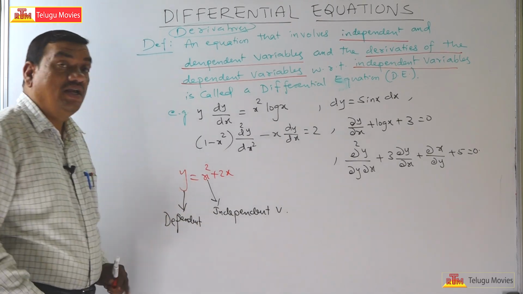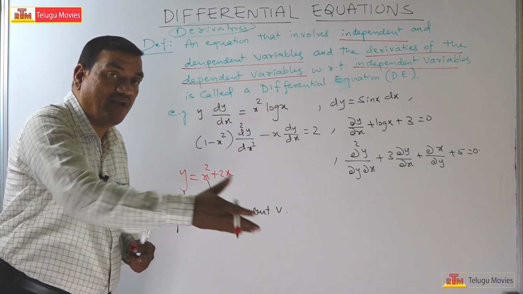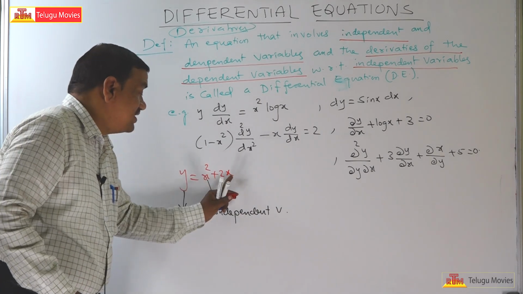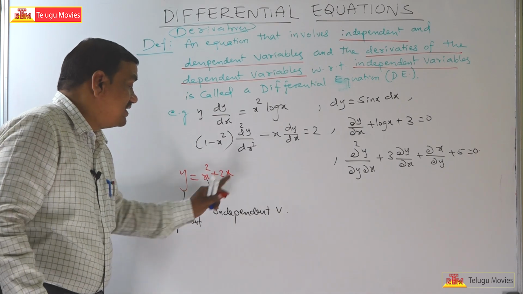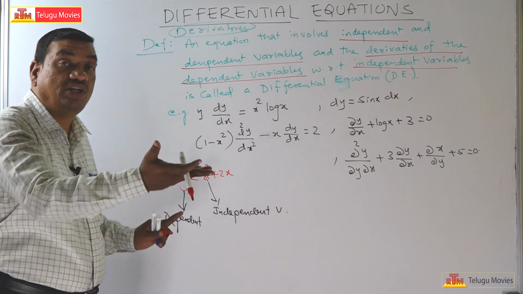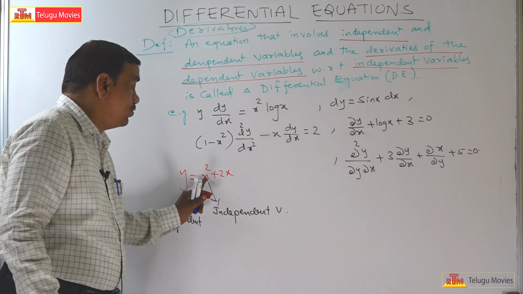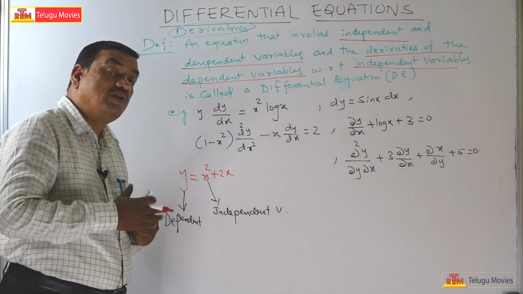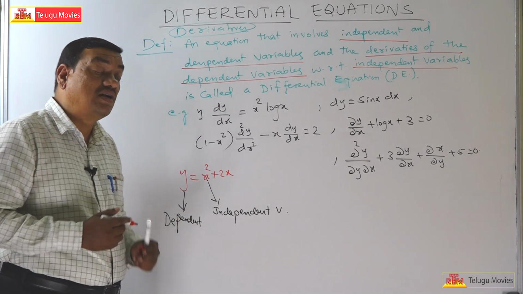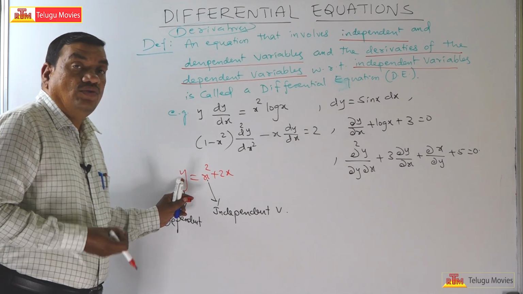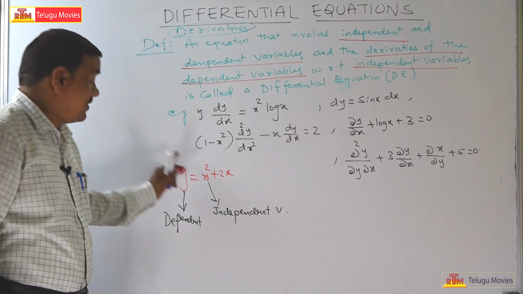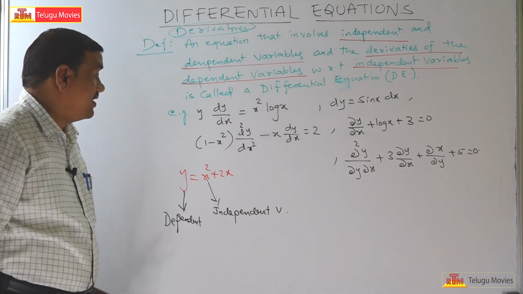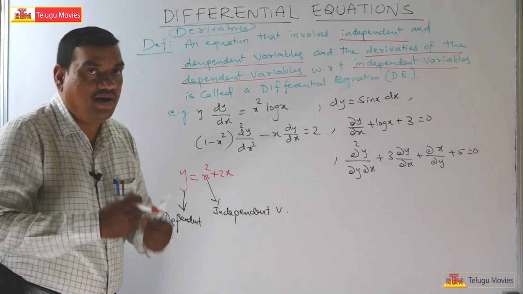But what about y? It is the dependent variable. If you take x equal to 0, then y is 0. If you take x equal to 1, y is 3. If you take x equal to 2, 2 square is 4, plus 4 is 8, so y is 8. That means the value of y depends upon the value of x. That's why y is called the dependent variable and x the independent variable.